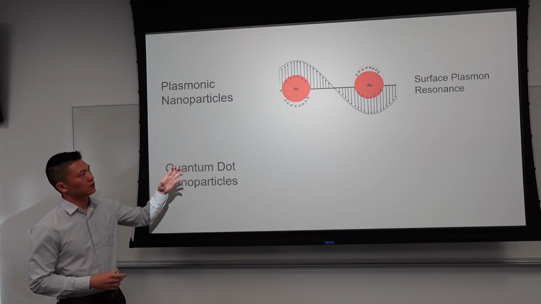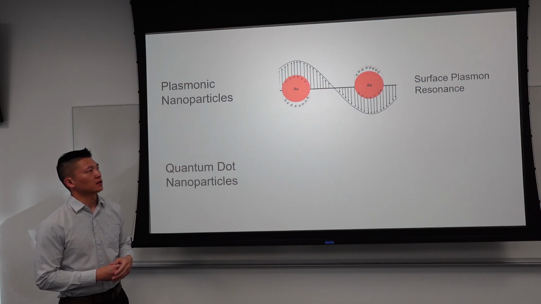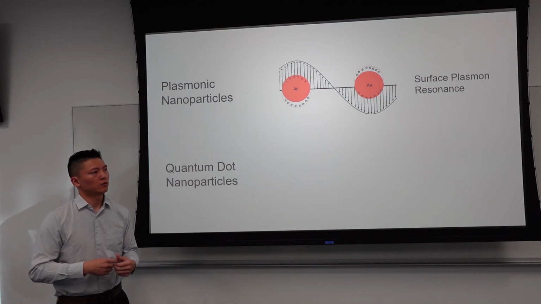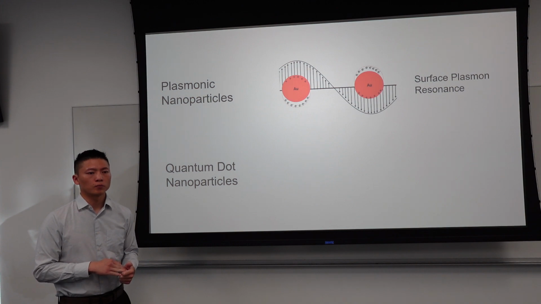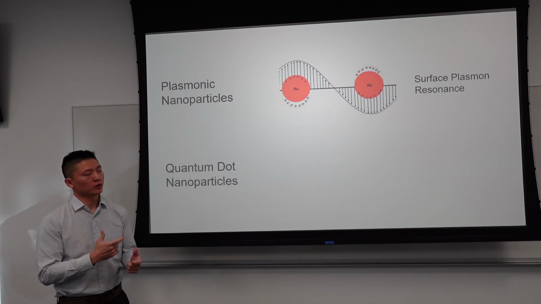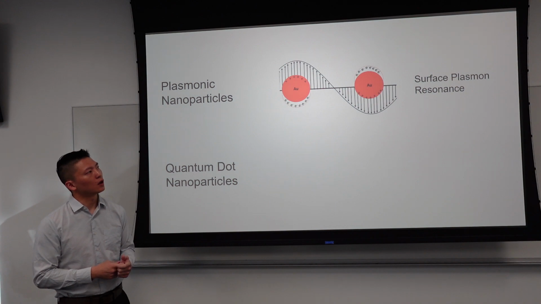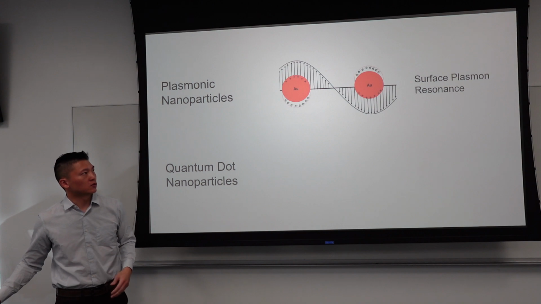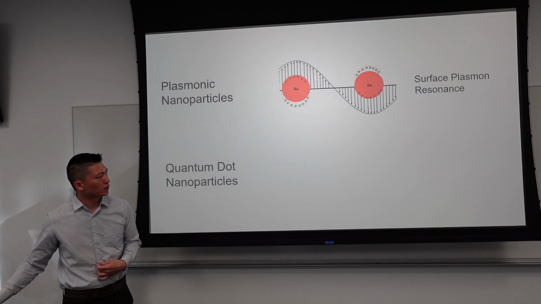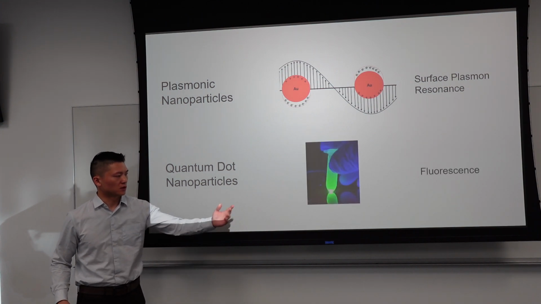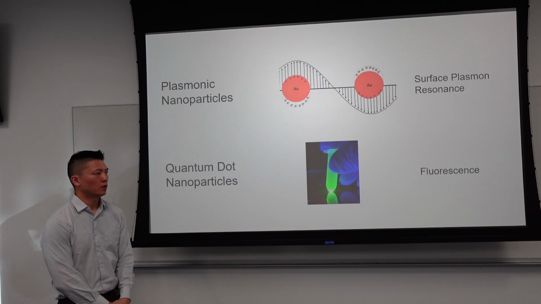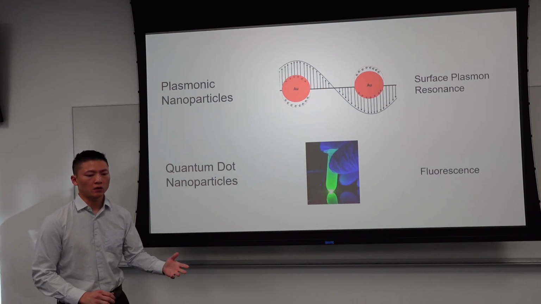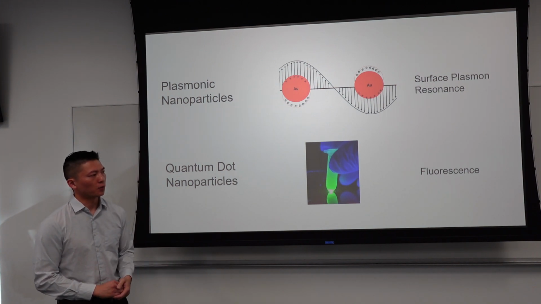It turns out that metallic nanoparticles, such as gold, have electrons that can oscillate collectively if there is an incident wavelength with the proper resonant frequency, causing a surface plasmon resonance. This gives rise to interesting properties that I'll talk more about soon. And then quantum dots, this is an example of some of the quantum dots that we have in our lab. They are semiconductor nanoparticles, and they have different properties from their bulk counterparts as well.